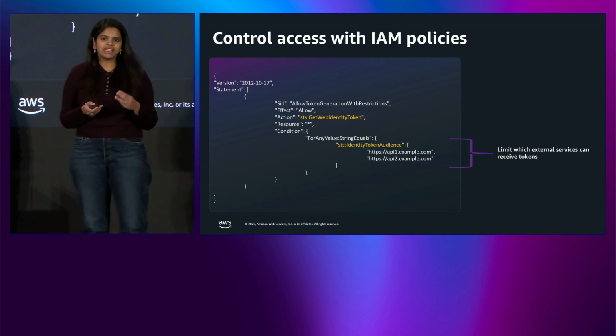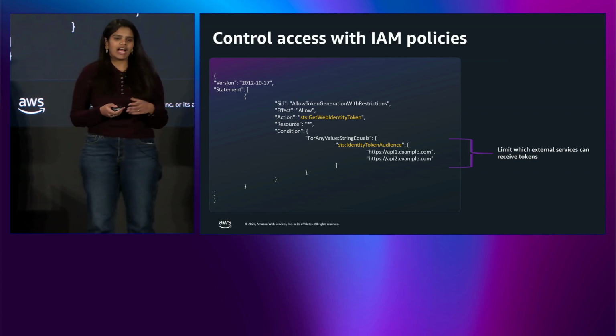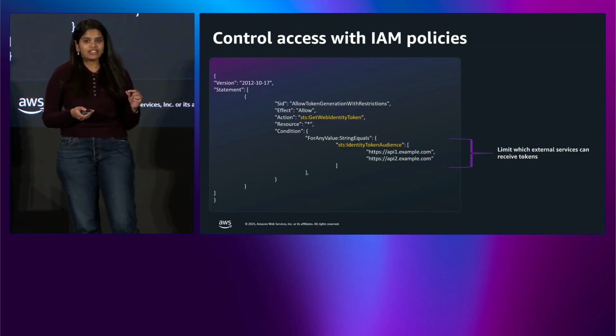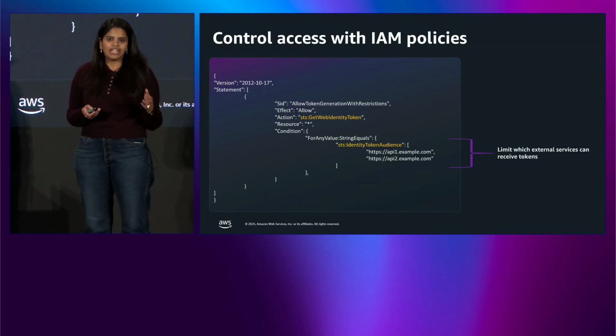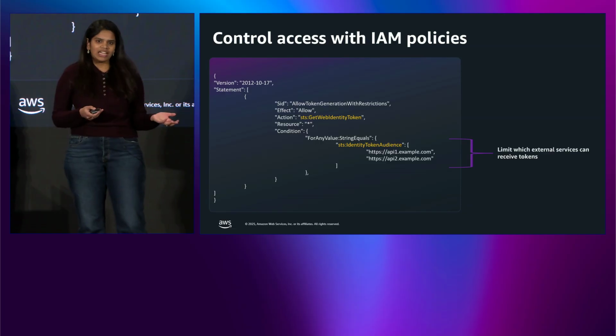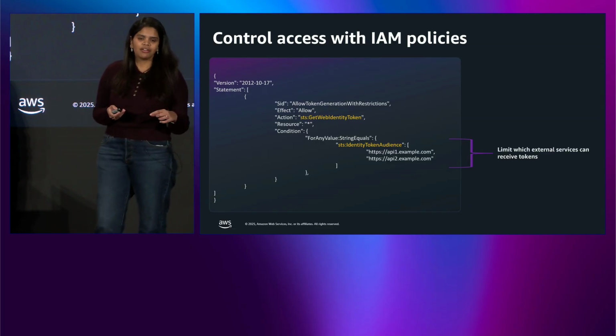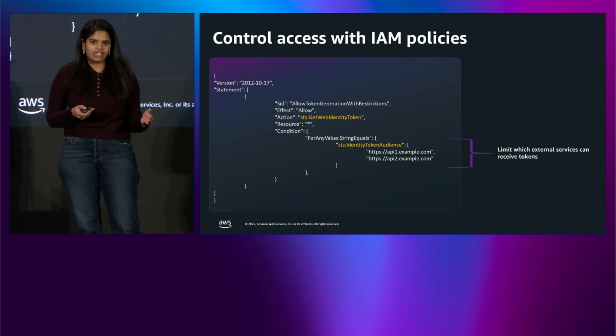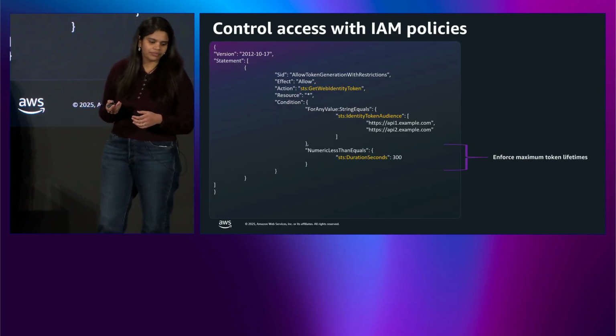We're also introducing 3 new condition keys as part of this feature. The first one is the identity token audience. Using this condition key, you can restrict the list of audiences and ensure that your IAM principals only generate tokens for these audiences. And if they try to generate a token for any other audience, the request will fail.